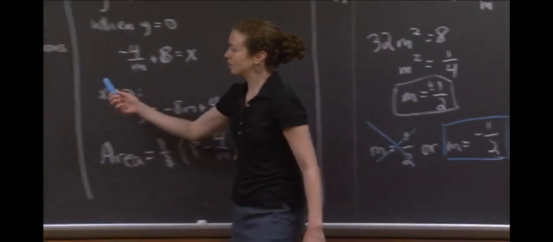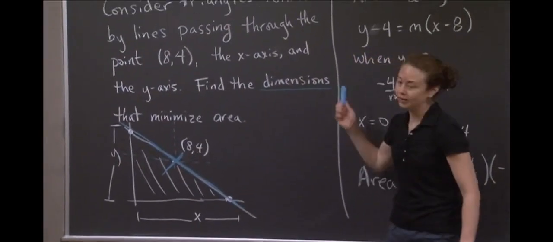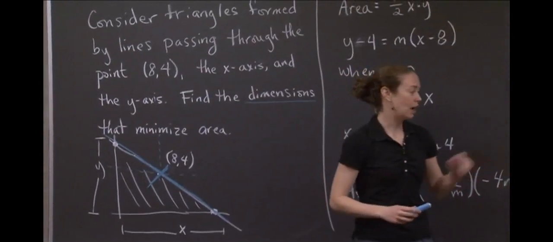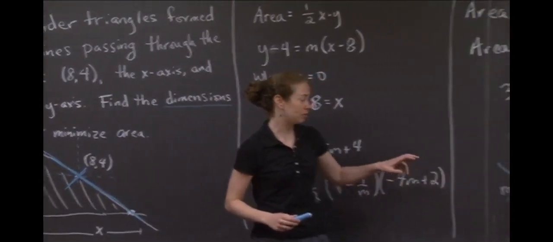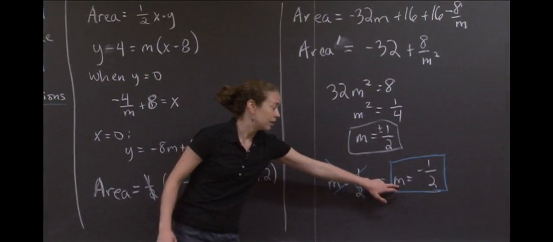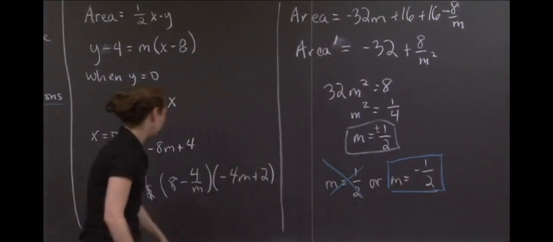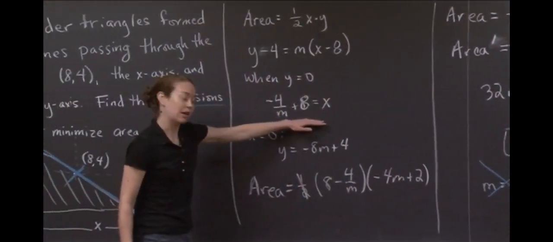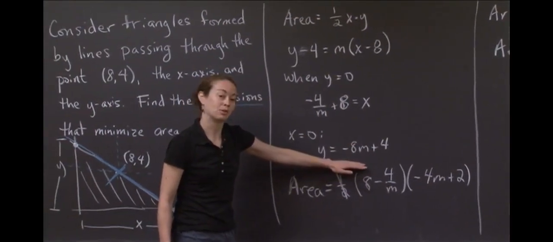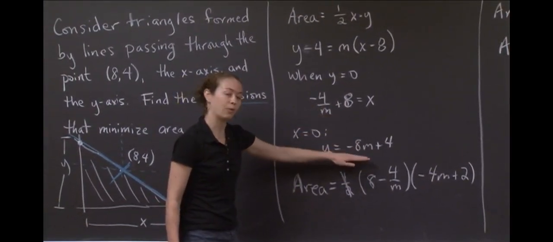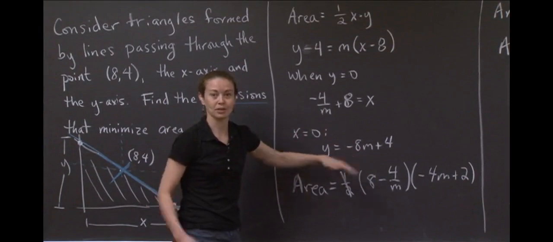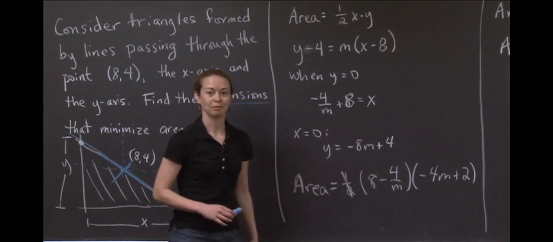And now the question asks to find the dimensions. How do I go back and find the dimensions? I'm not going to do any more on this problem, but you can do it to finish it off. Finding the dimensions, I know what m is. I also know what x is in terms of m and what y is in terms of m. So I just evaluate x at that m and evaluate y at that m. That gives me the dimensions. That will complete the problem. But I think I'll stop there.